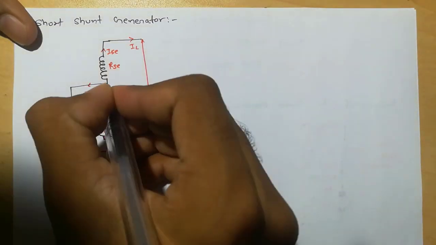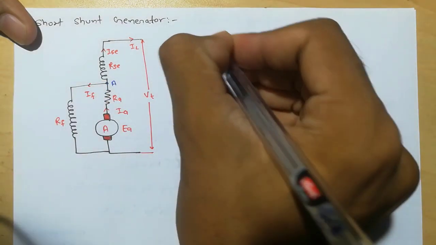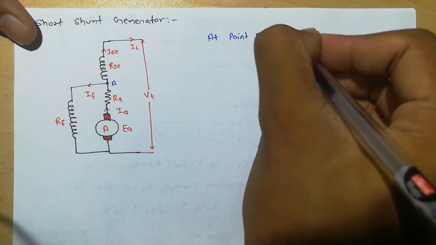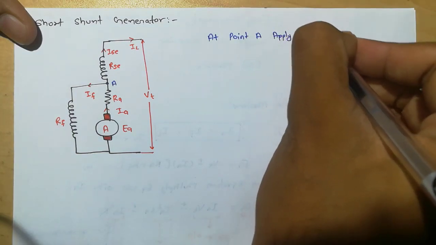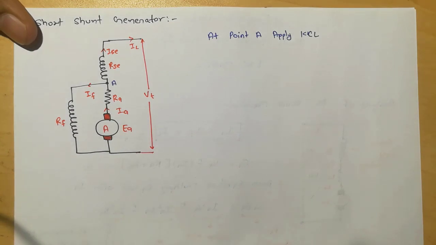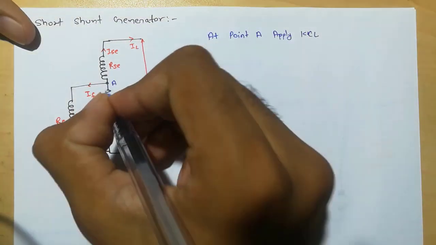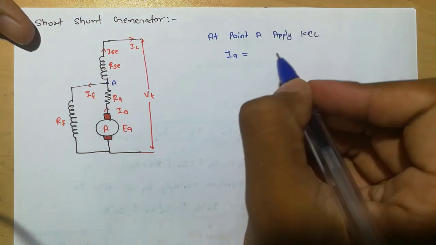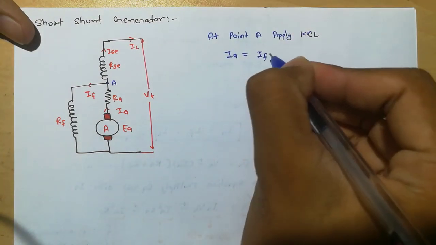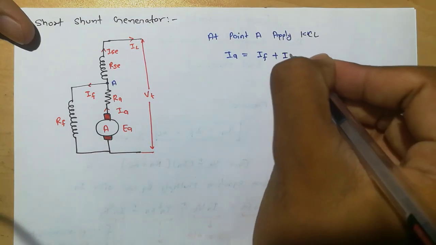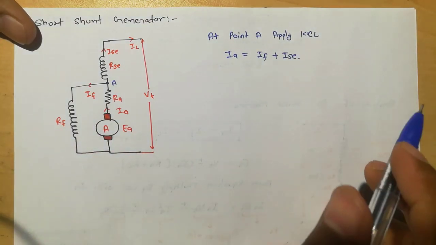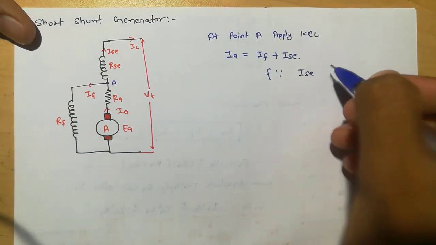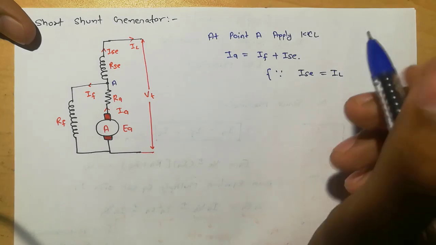First of all, at point A, apply KCL. KCL stands for Kirchhoff's current law. So at point A, the armature current Ia is equal to the summation of the shunt field current If plus the series field current Ise, where Ise is equal to IL, the load current.